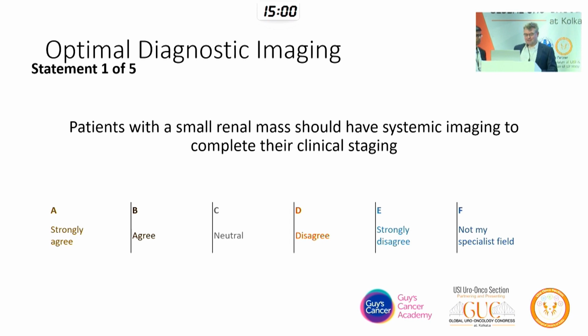Okay? So to start with, this is the first of our 5 statements for diagnostic imaging. Patients with small renal mass should have systemic imaging to complete their clinical staging. Can you vote now?